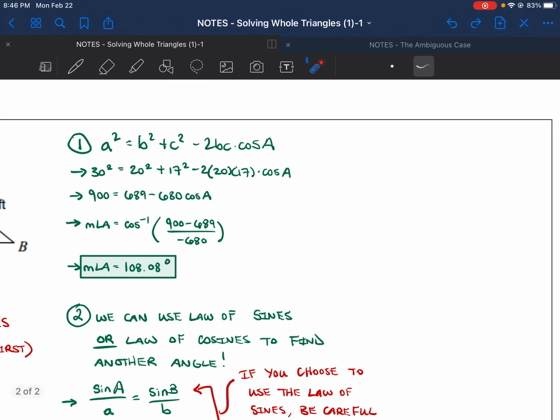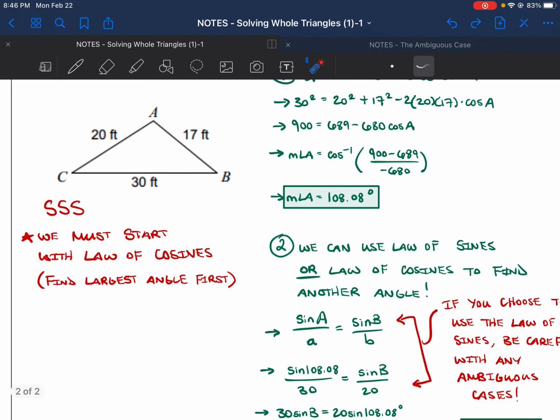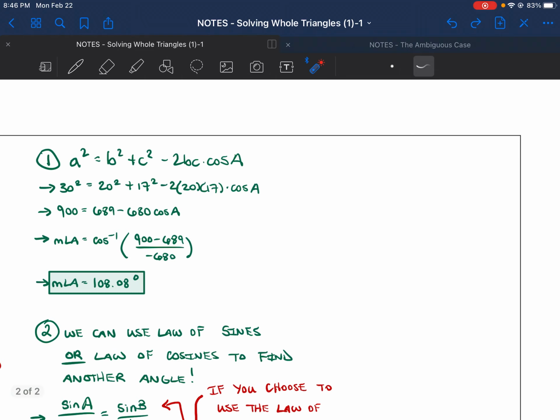Thirdly, now that we have two different angles and we're looking for the third angle, we know the third step is always going to be the easiest. The missing angle is going to be 180 degrees minus the two angles we know, and that's going to give us our missing third angle as 32.59 degrees.